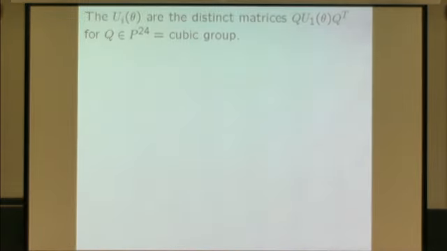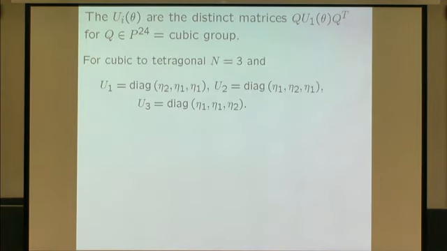So the U_i, the variants, are distinct matrices. If you take one of them, say U1, and you pre-multiply by Q and post-multiply by the transpose of Q, as Q runs through the cubic group, then this has 24 elements, but you won't in general get 24 distinct matrices, because some of them will coincide. The number of distinct matrices that you get will be the number of variants, and those distinct matrices will be the U_i of theta.